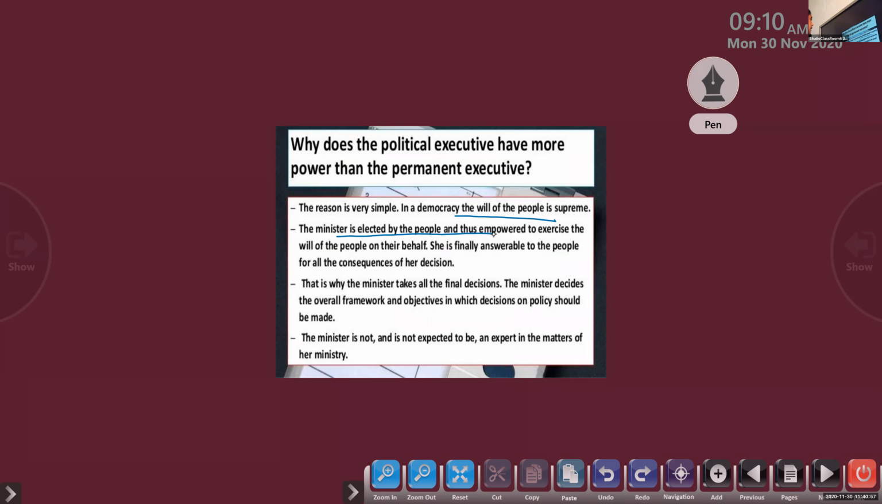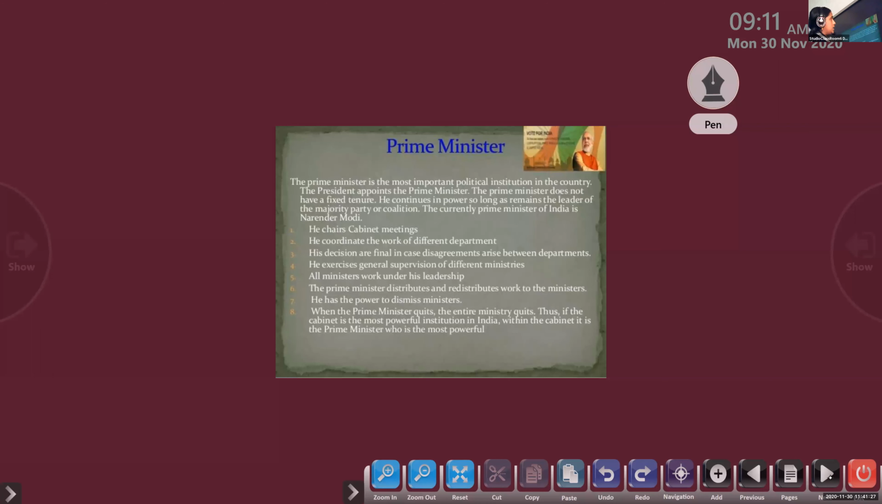The minister decides the overall framework and objectives in which the decision on policy should be made. Even though they are not experts in any matter, they are taking the decisions. Why? Because they are elected by the people, the ministers are there to exercise power on behalf of the people, and they are answerable to the people for all the consequences.